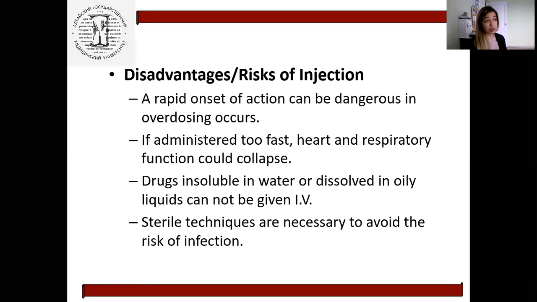Yes, because what will be, how do we call it, embolia, embolism can occur.